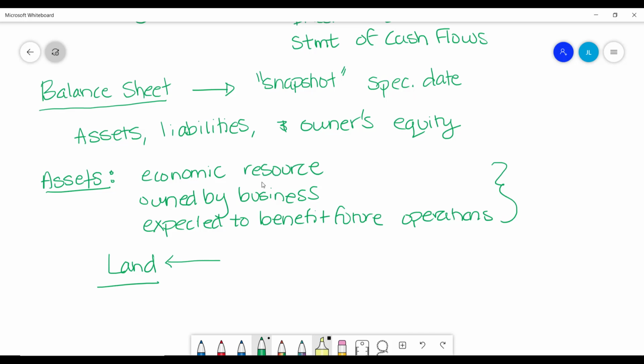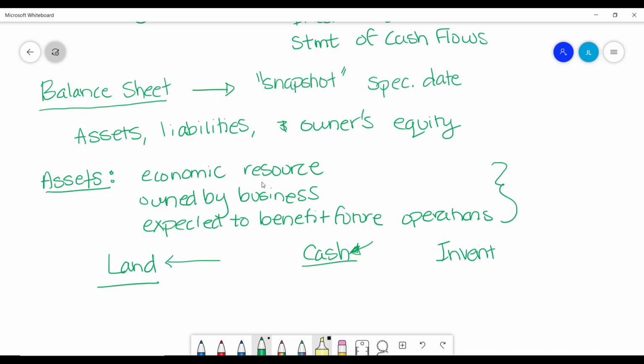And one of the most obvious assets that we'll always see is cash. Cash is obviously an economic resource. It helps us to purchase things that we need and satisfy obligations. Cash is owned by the business, and of course, this is expected to benefit future operations as well. And because cash is the most liquid asset, in most cases, when we're talking about benefiting future operations, that's usually in the form of positive future cash flows.